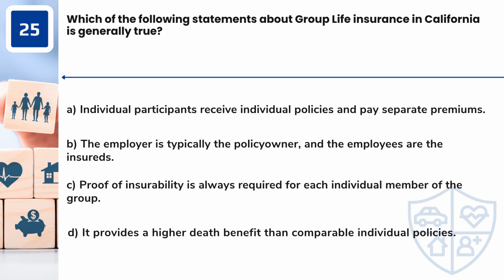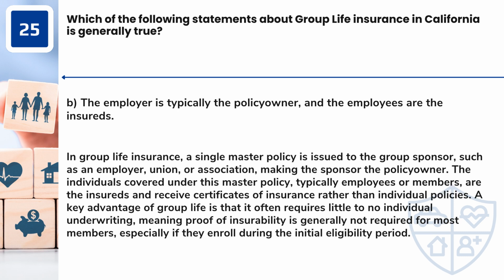Question 25. Which of the following statements about group life insurance in California is generally true? A. Individual participants receive individual policies and pay separate premiums. B. The employer is typically the policy owner, and the employees are the insureds. C. Proof of insurability is always required for each individual member of the group. D. It provides a higher death benefit than comparable individual policies. Answer: B. The employer is typically the policy owner, and the employees are the insureds.